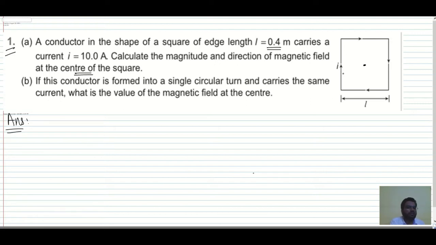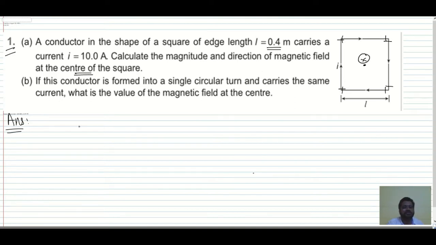Firstly, you have to calculate the direction of the magnetic field due to this finite conductor, then due to this finite conductor, and due to this finite conductor. To calculate the direction of a magnetic field, you have to consider the current carrying conductor in your hand. Point the thumb in the direction of the current and curl your fingers to the center. As you can see, everywhere it is going into the plane, so we can say that the direction due to first, second, third, fourth will be into the plane.